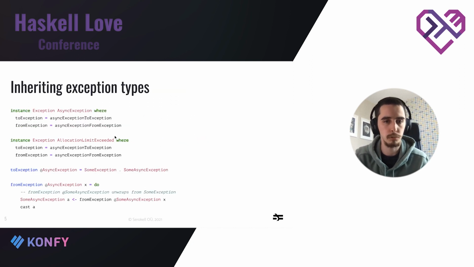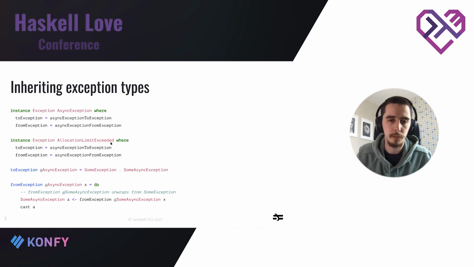There are 2 data types, AsyncException and AllocationLimitExceeded, that we want to be children of the SomeAsyncException type. SomeAsyncException is semantically a parent type for all asynchronous exceptions. In the Exception instance definition, we use functions from the previous slide, asyncExceptionToException and asyncExceptionFromException.